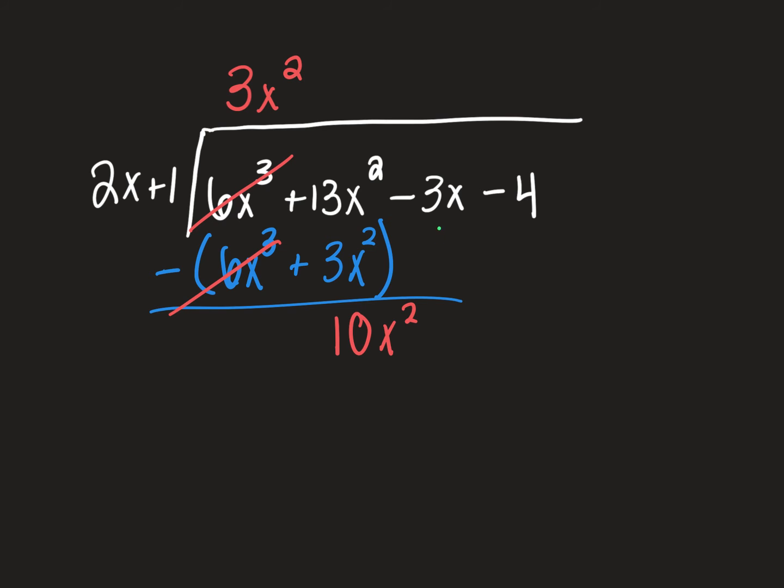Okay, so now we're going to bring down the minus 3x. So now instead of looking here to divide, we're looking here. We're kind of starting the process back over. We take the number we have here, which is our 10x squared, and divide it by the front number here, 2x. So 10x squared divided by 2x is 5, and that goes on top. And then x squared divided by x is x.